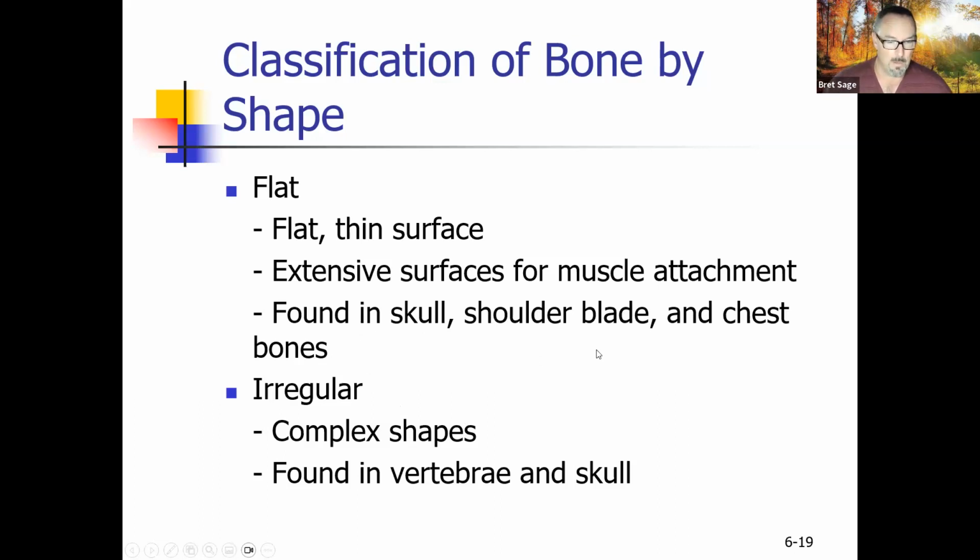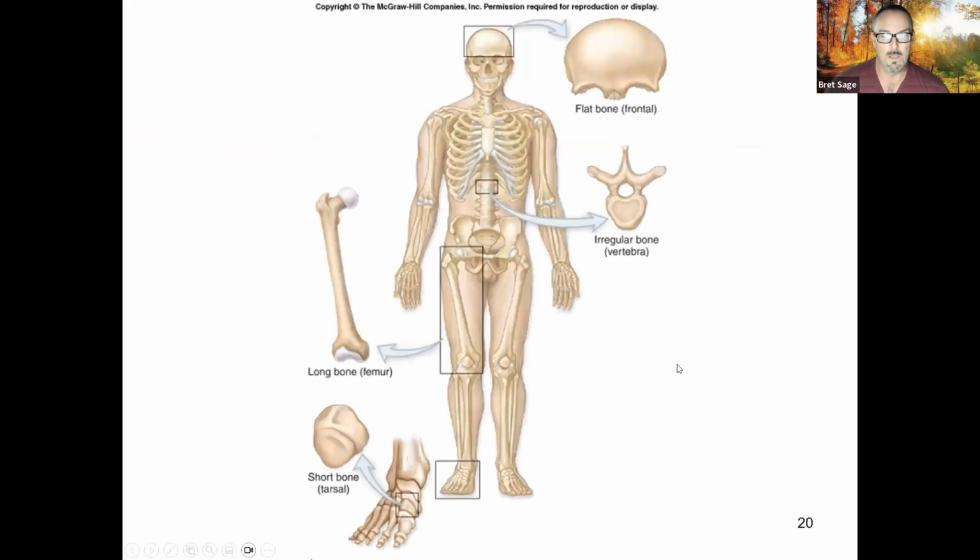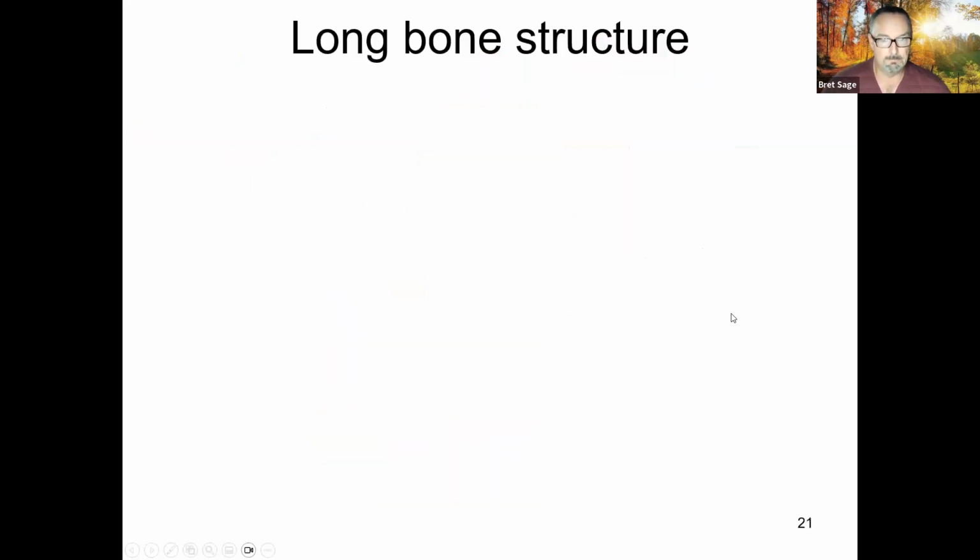Now, irregular are the other ones. They're complex shapes found primarily in the vertebrae and skull. If you ever look at the bones of the skull, there's a lot of very unusually shaped bones, especially the scaphoid. Really bizarre shape, and that's why it's called irregular. Okay, so there's a flat bone. Even though it's curved, it's flat because of the fact that it's thin and it doesn't fall into any of the others. There's a long bone, a short bone there in the feet, and an irregular bone in your vertebrae. Best place to find irregular bones, by the way, is in your skull.